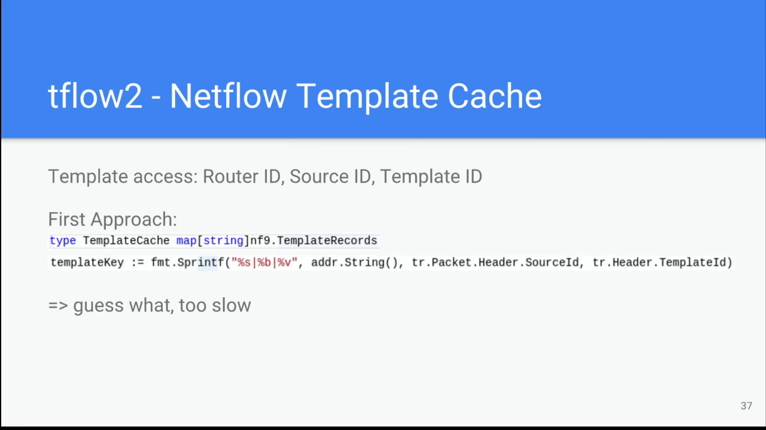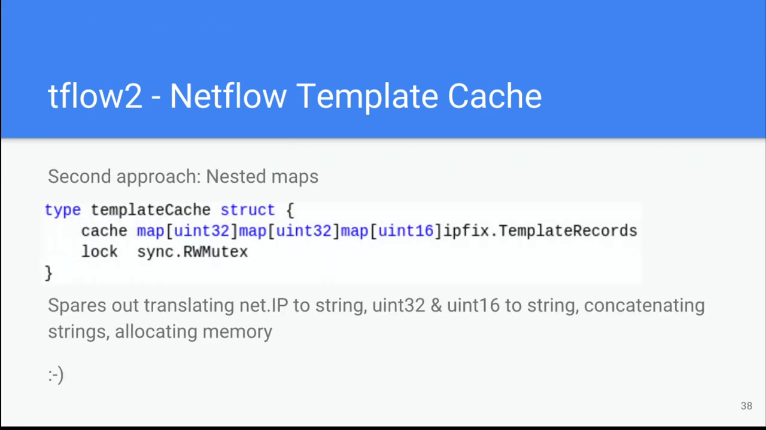So I concatenated these things. And guess what? This was too slow. This was eating up a lot of CPU time and actually lowering the speed of adding data to the database a lot. So the second approach was nested maps. So I just said, okay, let's have a map of uint32, which is the router ID, to a map of uint32, which is the source ID, and then have a map on uint16, which is the template ID, and then just put the template records in there.